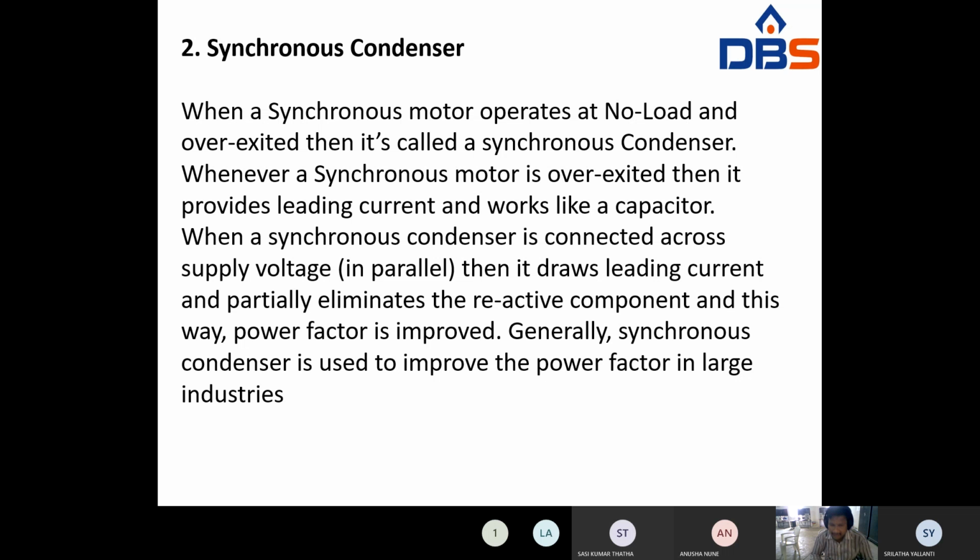That means whenever a synchronous motor is over excited, it provides leading current and works as a capacitor. When the synchronous condenser is connected across the supply voltage, it draws leading current and partially eliminates the reactive component, then the power factor may be improved.